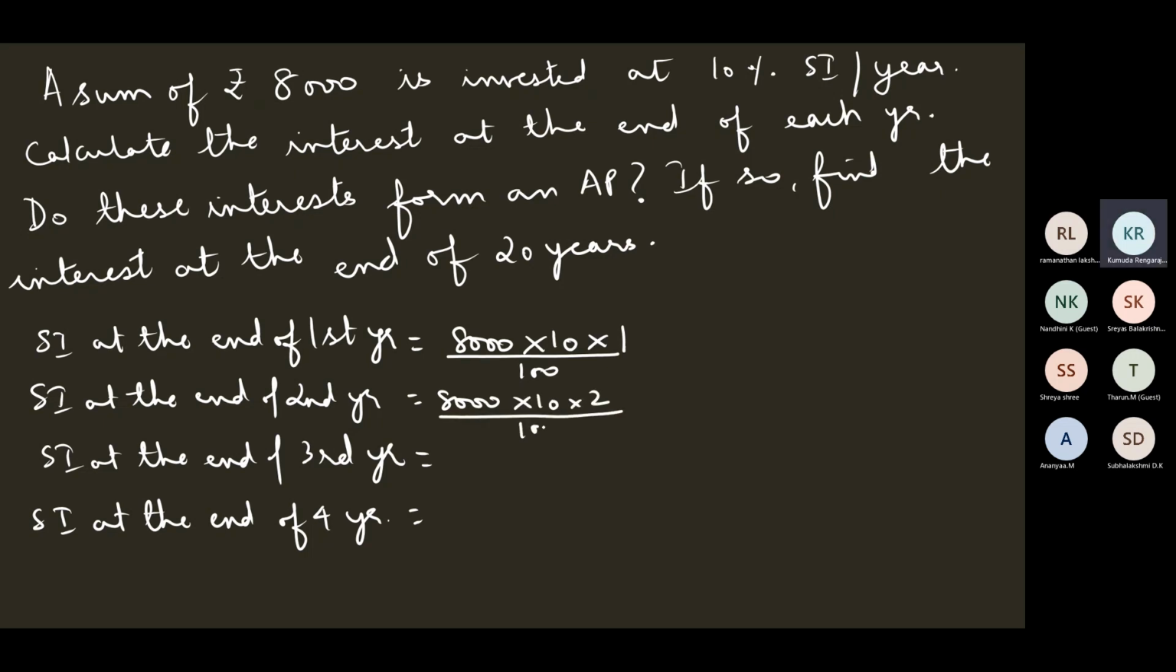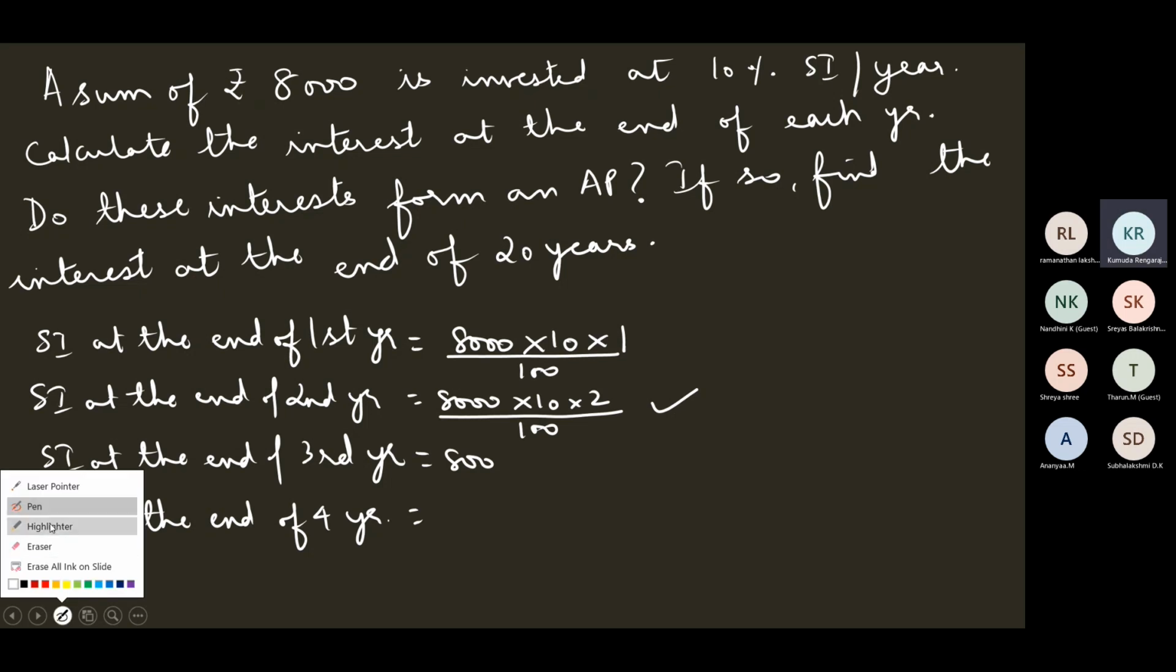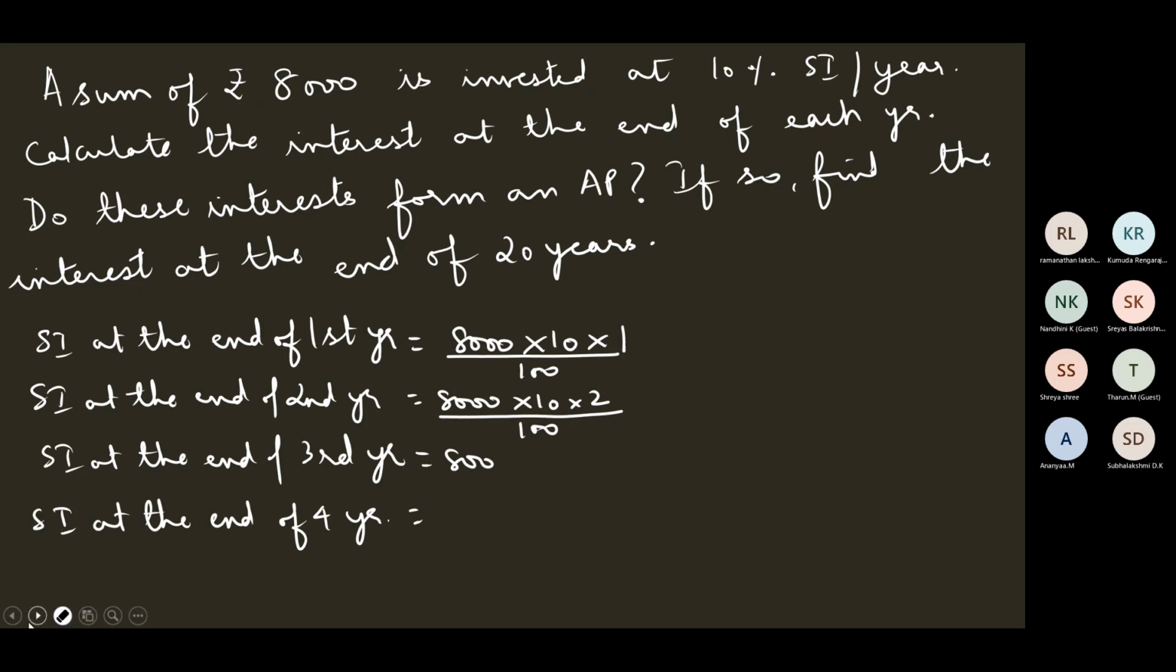But understand the meaning in this context. You will not pay this money at the end of the second year. Every year you will pay only 800 rupees as interest. But the simple interest at the end of the second year is calculated like this: 8,000 into 10 into 3 by 100, into 4 by 100.